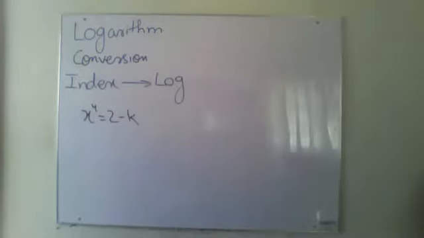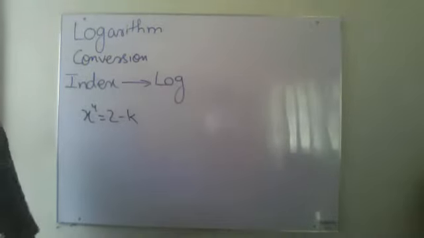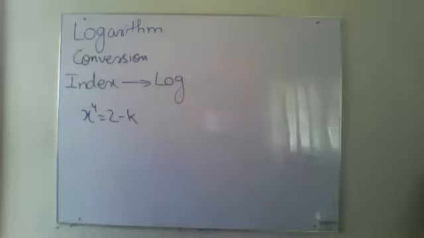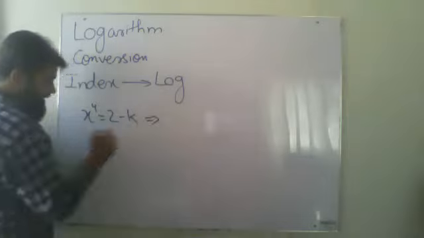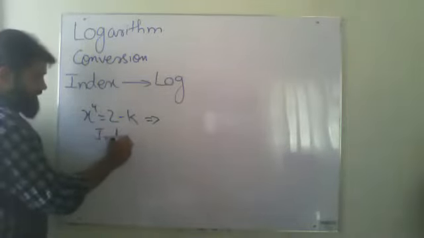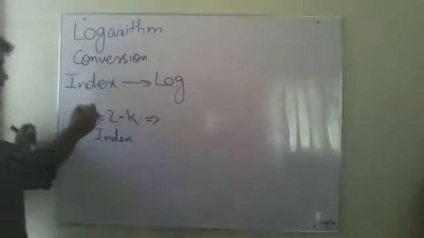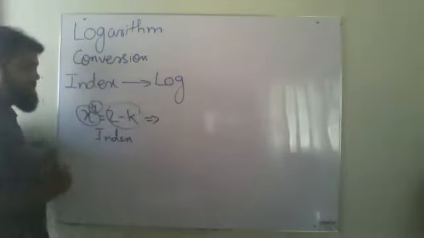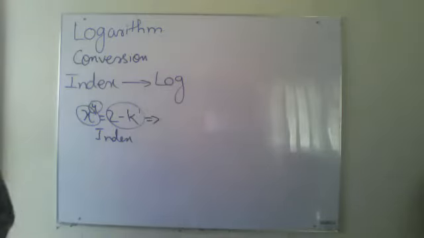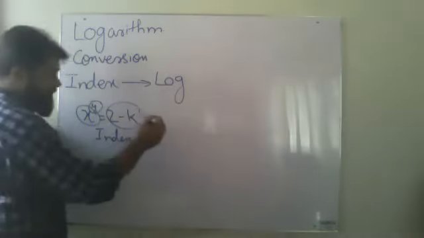Again, we are doing conversion. X to the power 4 equals 2 minus k is given to us. How are we going to solve it? First of all, this is my index form, and in this index form, x is the base, 4 is the exponent, 2 minus k is my answer. So how am I going to write it in log form?